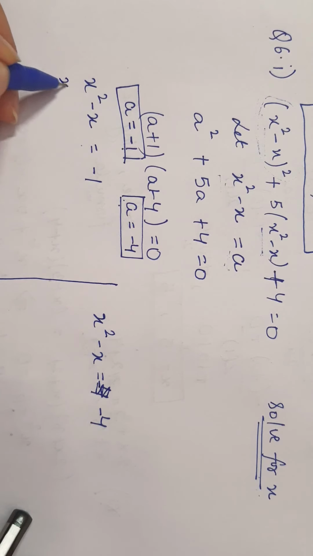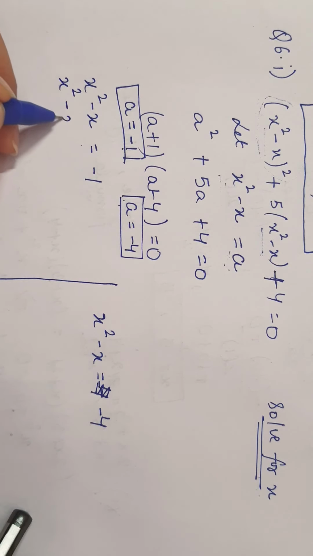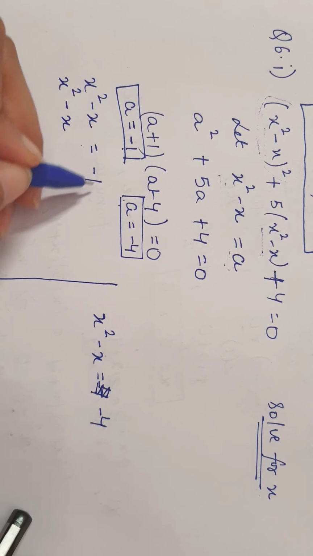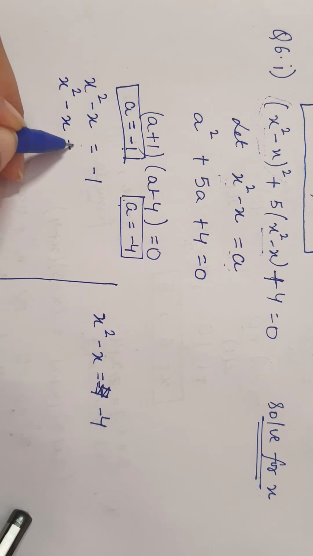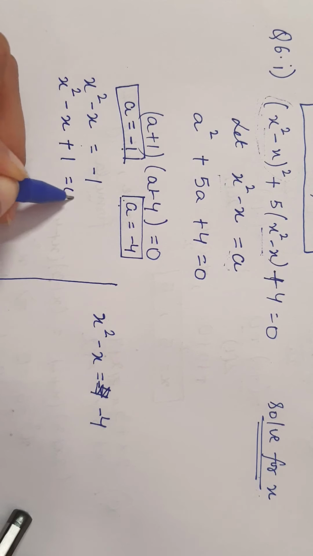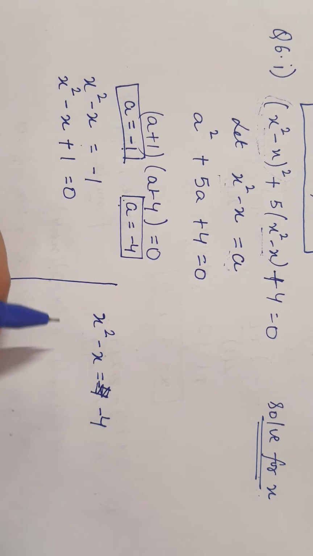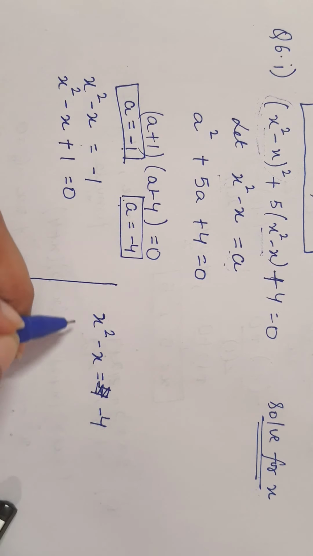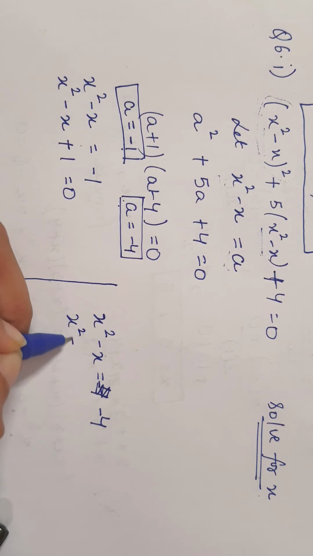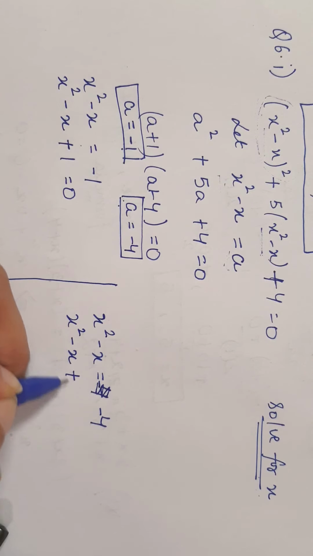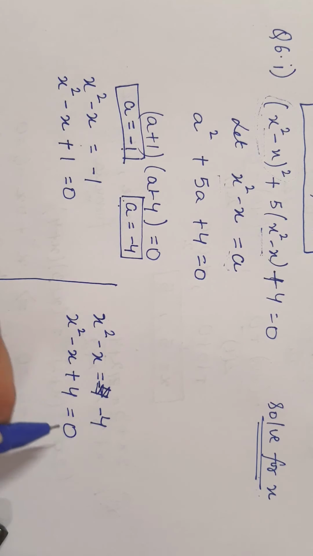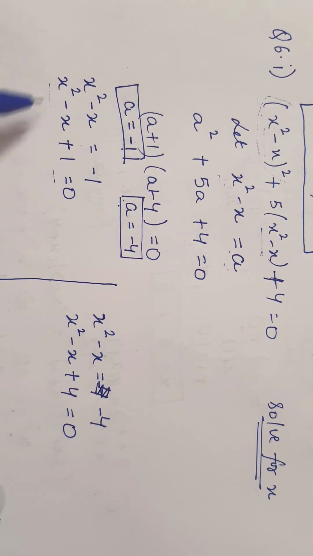First I will convert them into standard form, highest power term first, and when I shift this here, this will become plus 1 equal to 0. As you can see, on the right hand side I only need 0, and here x square minus x plus 4 equal to 0. Now these two equations you have to solve, either by formula if possible.